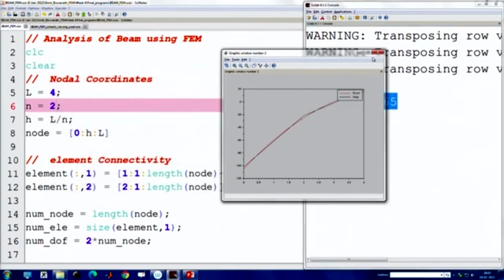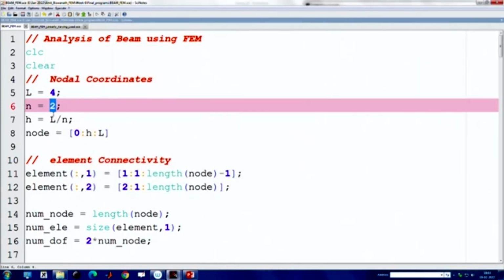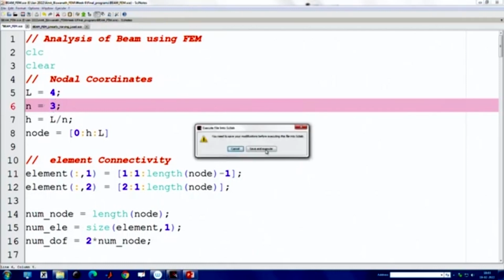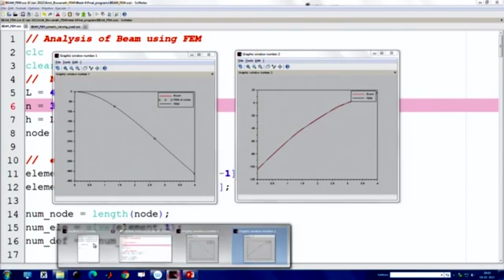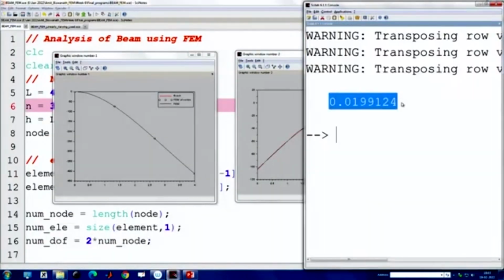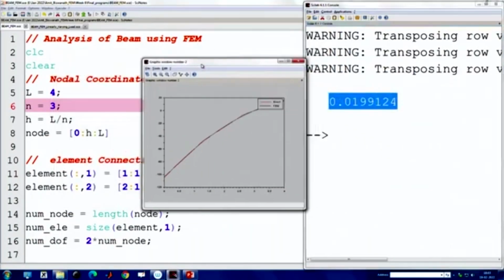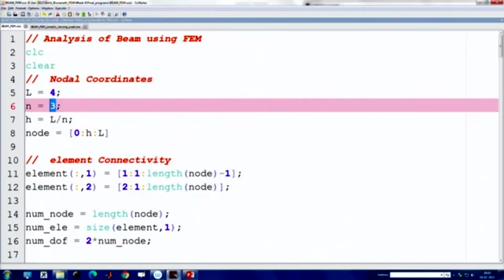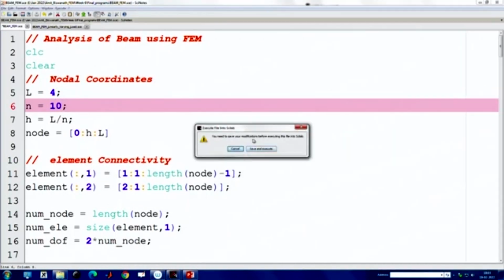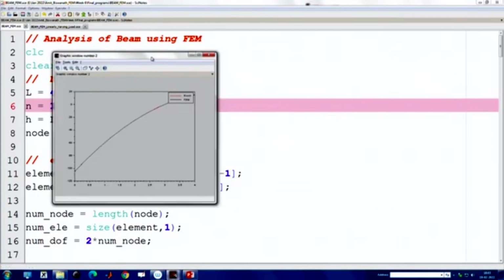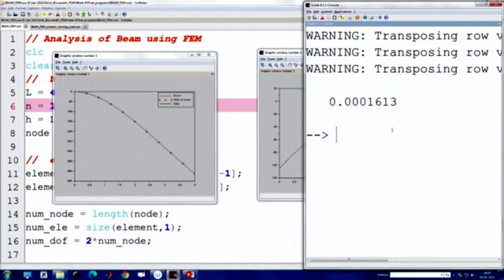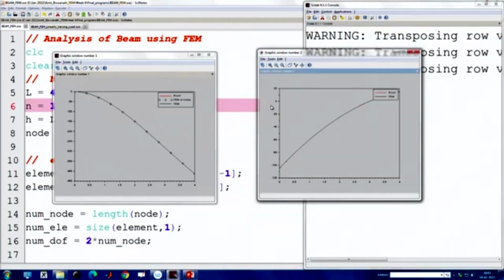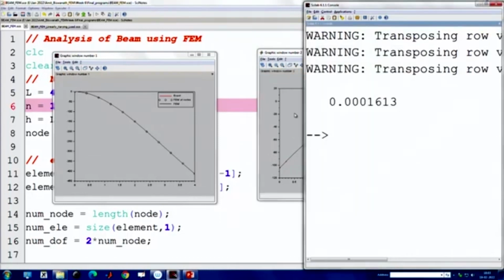If we further change it, make it 3, then it is further closer. And how do I know it is further closer? We see the error. And if we keep on increasing the number of elements, let's make it 10 elements and then check the error. It is very small. You can use 20 elements, you can use 30-40 elements and see what happens to the error.